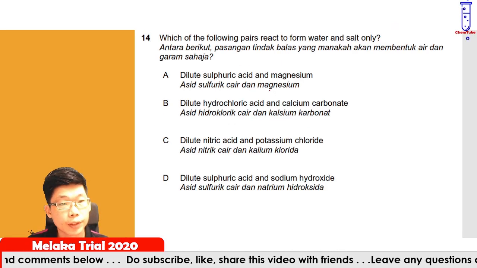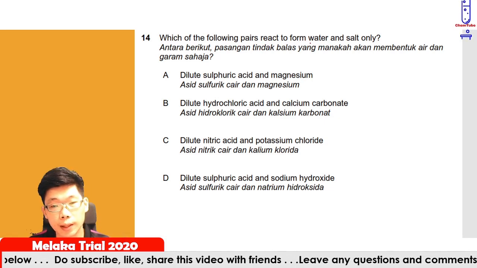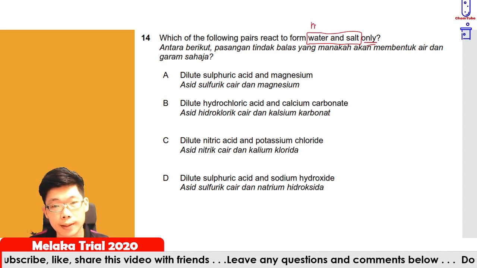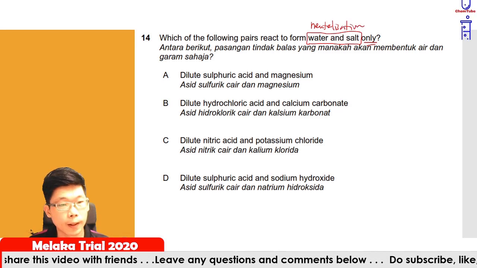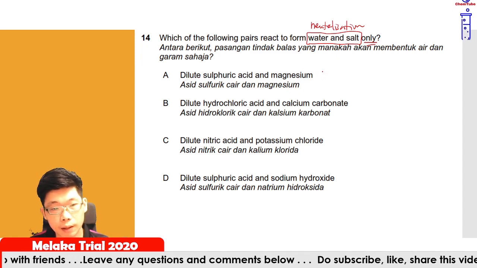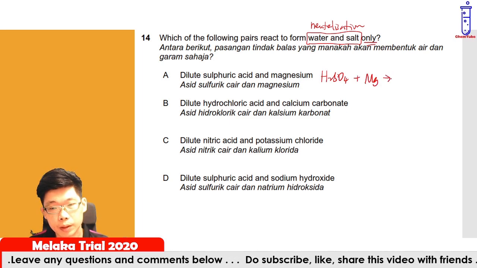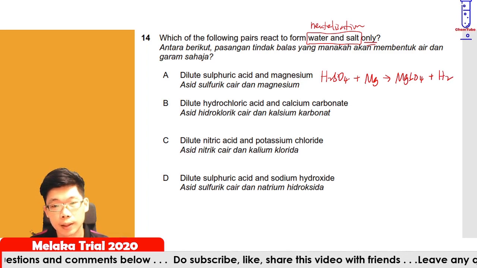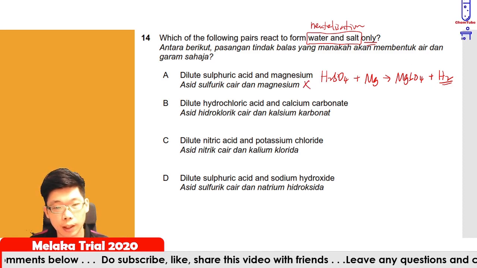Question 14. Which of the following pairs react to form water and salt only? Water and salt only is neutralization. So we look into one by one. Dilute sulfuric acid and magnesium. Sulfuric acid H2SO4 reacts with magnesium, so it forms magnesium sulfate and hydrogen gas. So it produces hydrogen gas, not salt and water only, so A is out.